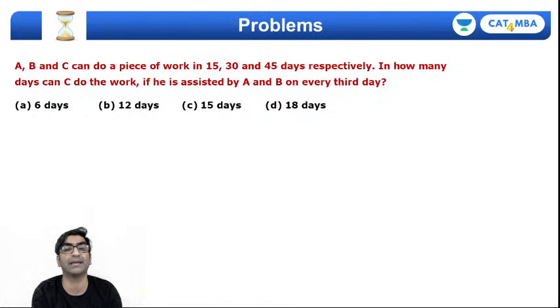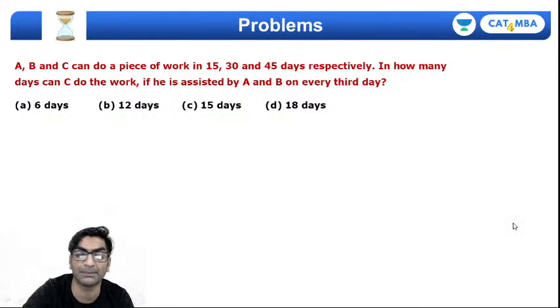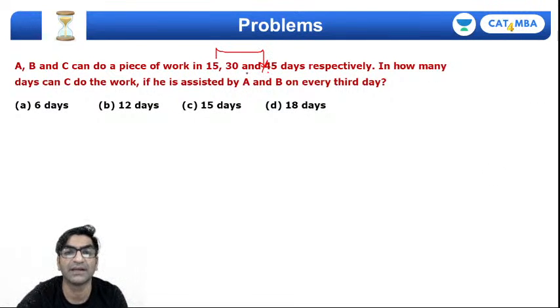So consider this example, A, B and C, 15 days, 30 days, 45 days. So how much should I assume work? Something divisible by 15 and 45 have LCM as 45, right? But 30 and 45 have LCM of 90, right? So let the work be 90 units, right?